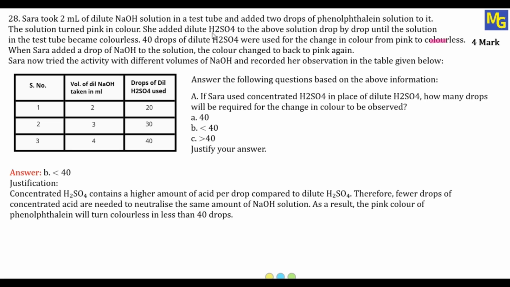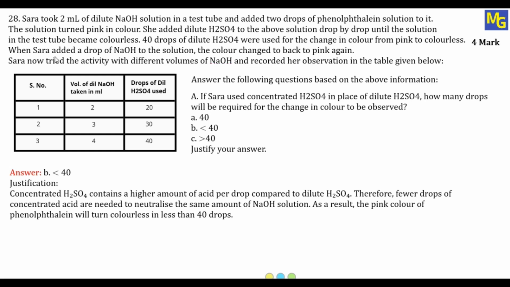So here, as I told, H2SO4 is added drop by drop. How many drops were required? 40 drops of H2SO4 were required to neutralize this 2 ml of NaOH. Now next, when Sarah added a drop of NaOH to this solution, now see, it was 2 ml of NaOH, we added 40 drops of H2SO4, it got neutralized. Now it is colorless. And now Sarah will add a drop of NaOH again. Now it becomes basic, and the color will again change back to pink. Sarah now tried the activity with different volumes of NaOH and recorded the observation in the table given below.